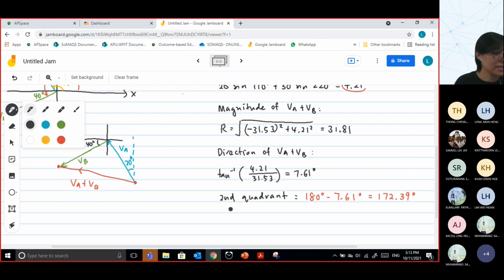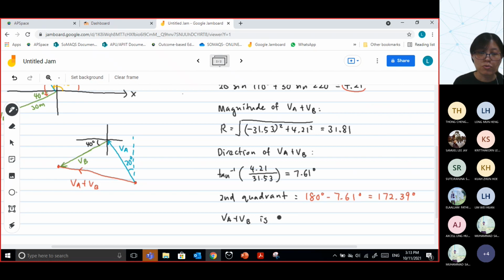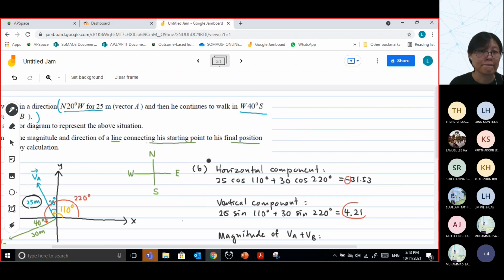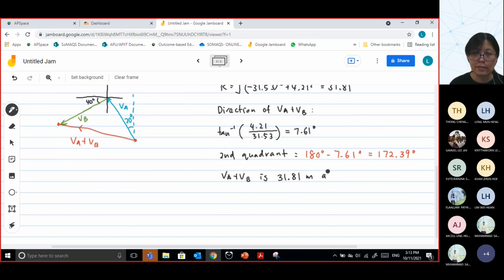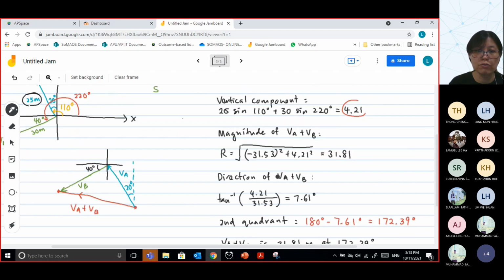Okay, so that means VA plus VB is 31.81 meter at 172.39 degree. Okay, so done for the first two questions.